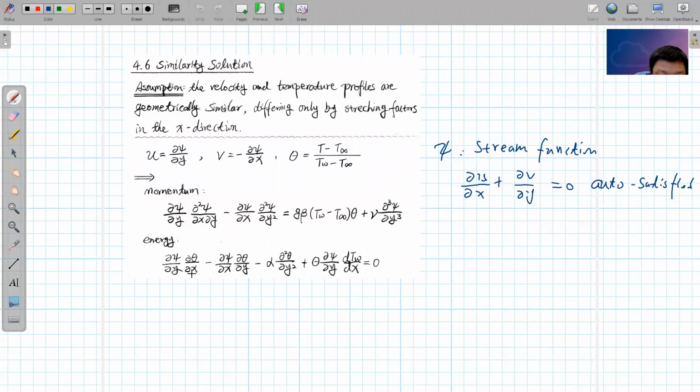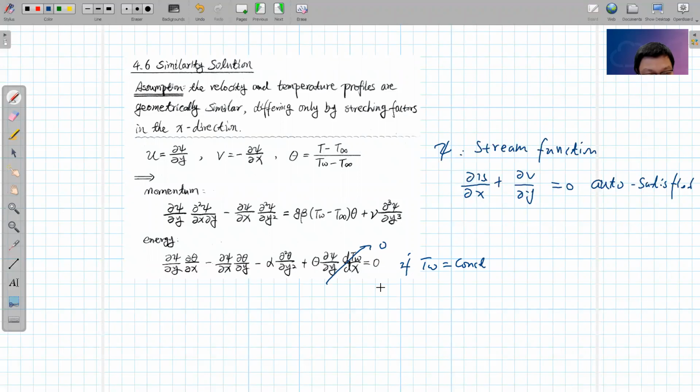Also for the energy equation, we can do non-dimensionalization based on this to change it to the theta term. And we also have an additional dT wall over dx term. This term is usually 0 if the wall temperature is constant. This term only exists if dT wall over dx is not equal to 0. So we have these 2 equations.